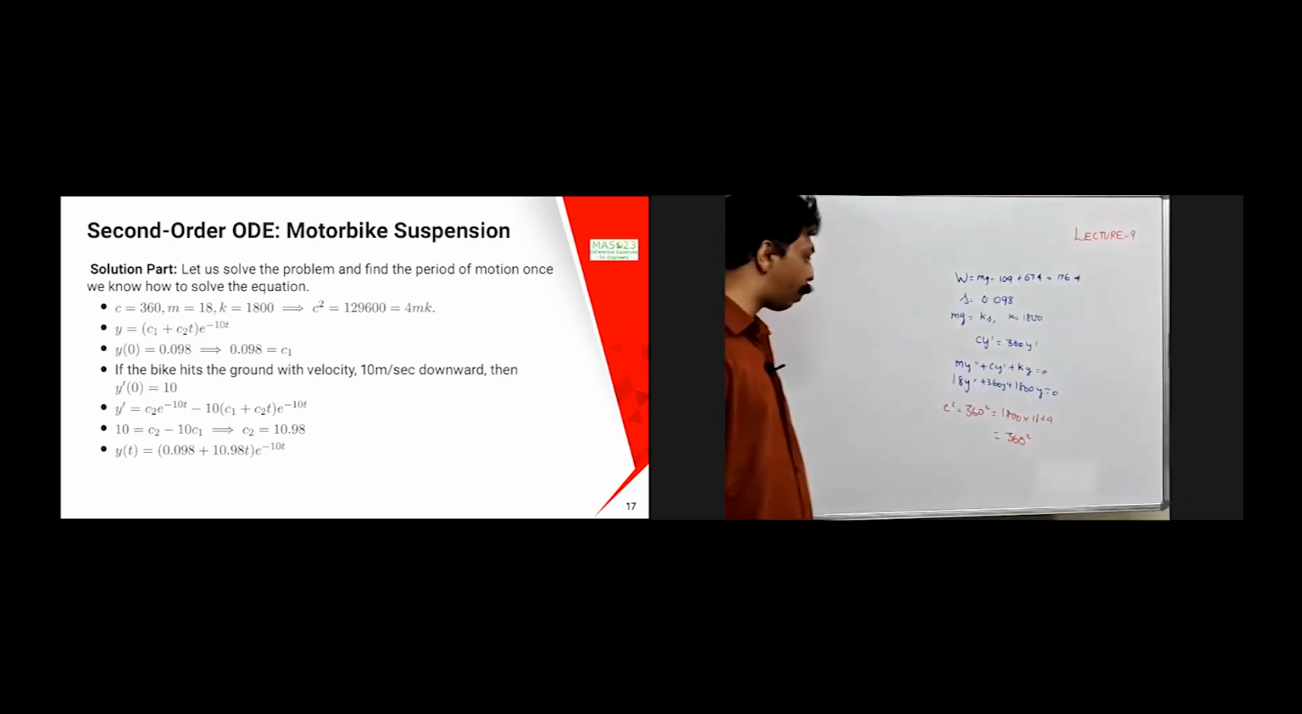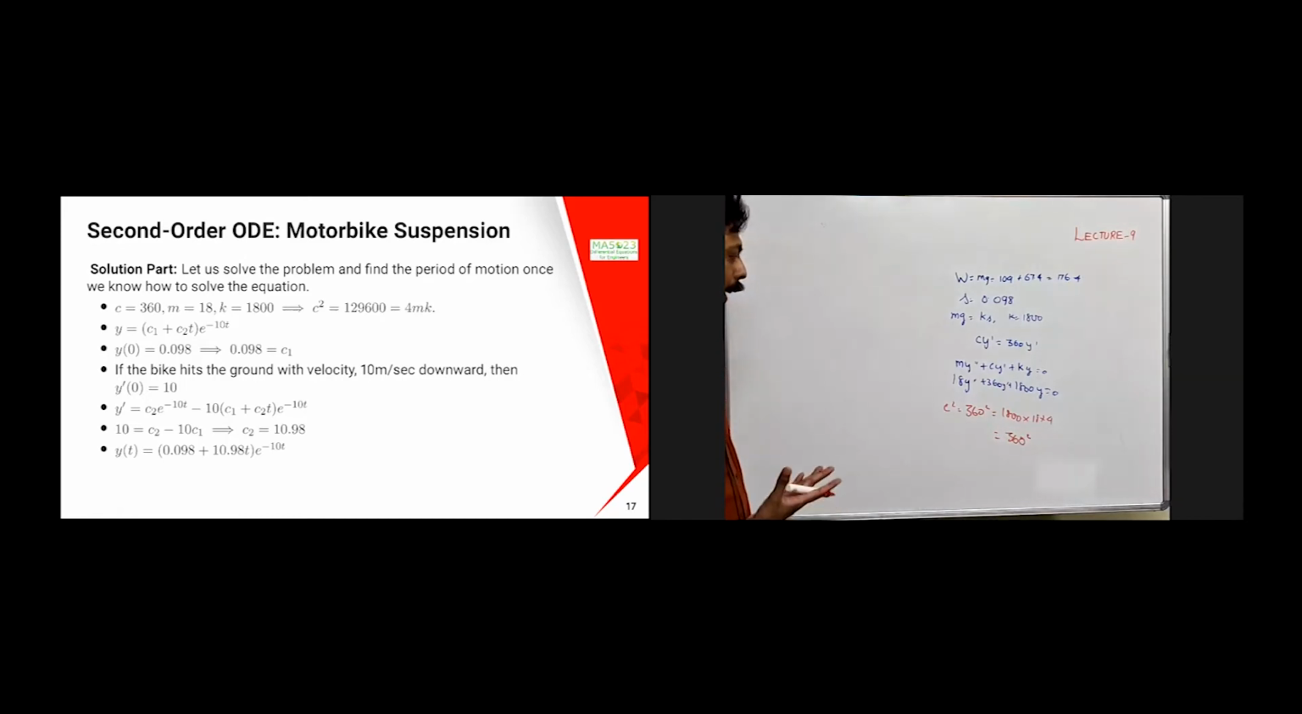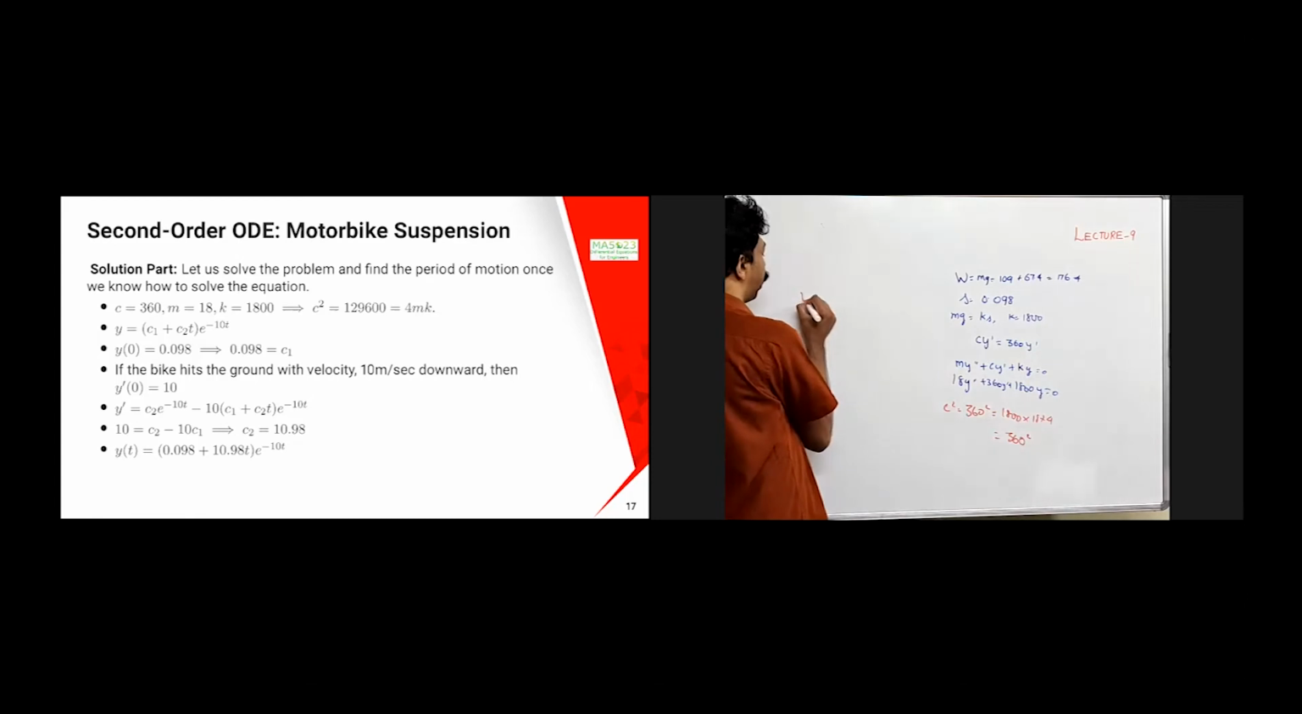So therefore this is critically damping. It is not underdamping, it is going to be critically damping. Therefore my y is going to become (C1 plus C2 t) into e power.